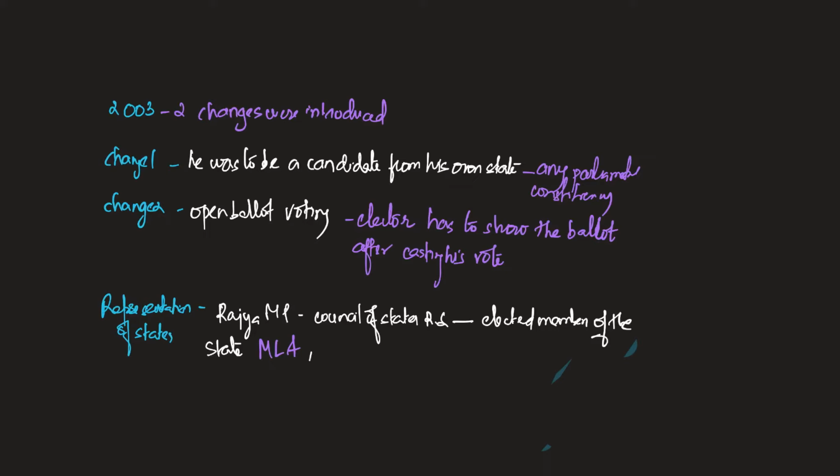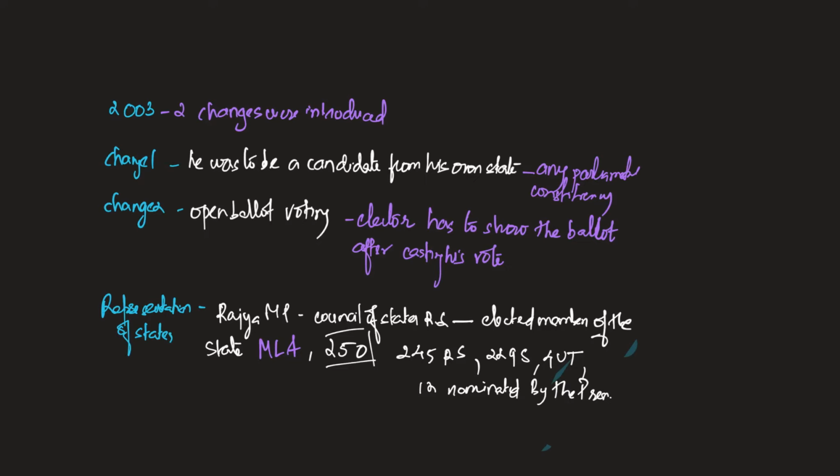At present, the total number of seats is fixed at 250. Out of this, India now has 245 members in Rajya Sabha. Of these 245, 229 are from the states, 4 members are from the union territories, and 12 members are nominated by the president.